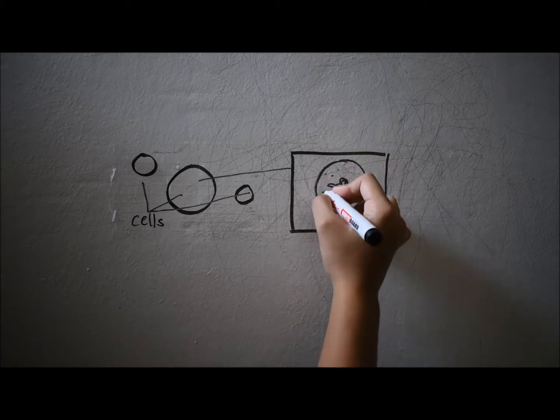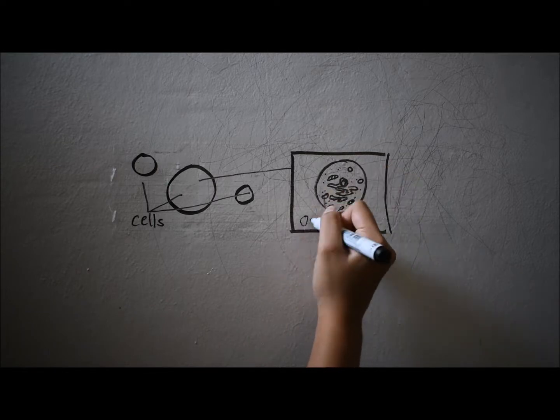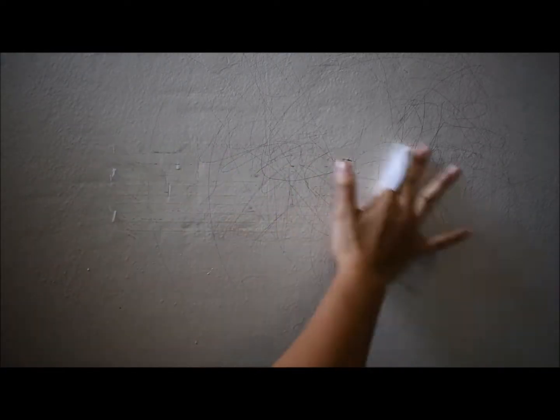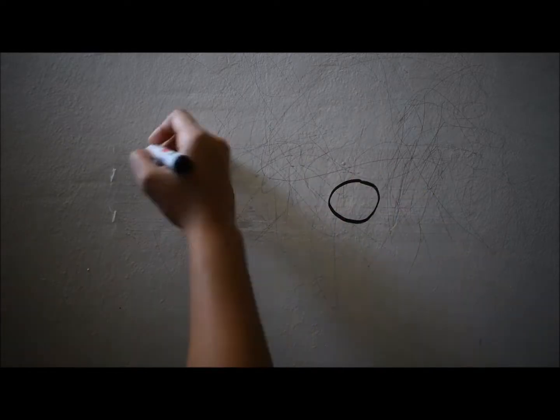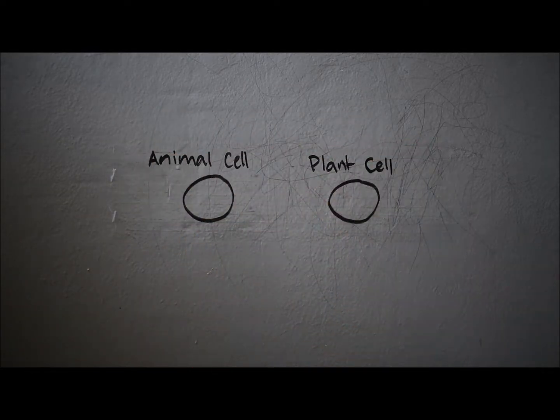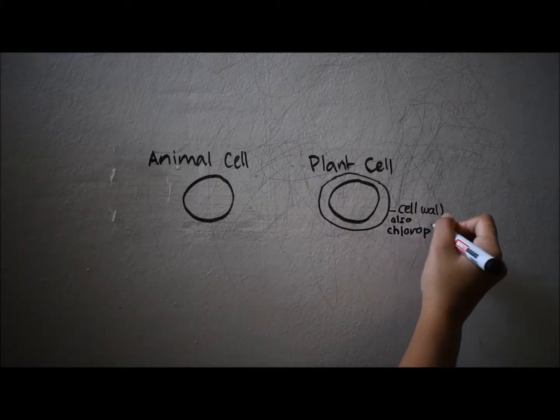Their jobs include making and transporting proteins, releasing energy from food, controlling what enters and leaves the cell, and getting rid of the cell's wastes. While plant and animal cells have several of the same organelles, there are some structures that are found only in plants and not in animal cells, namely the cell wall and the chloroplast.